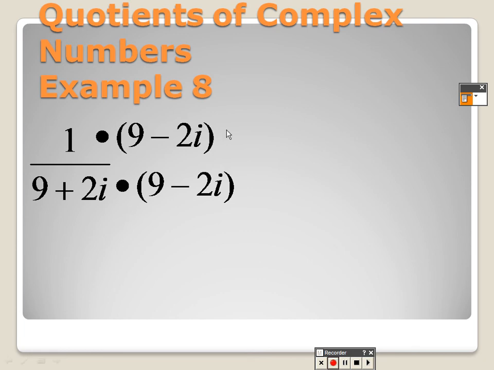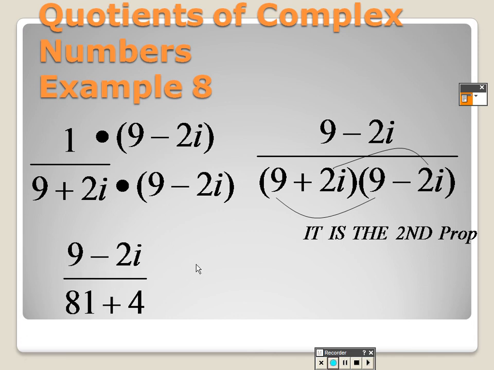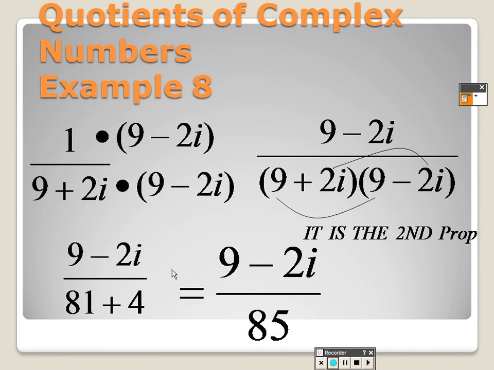1 times all that on top is just all that on top, and the bottom is 9 plus 2i times 9 minus 2i. 9 times 9 is 81, and remember the property, 2 times 2 is 4, if you remember that property. So really we end up with 9 minus 2i over 85.